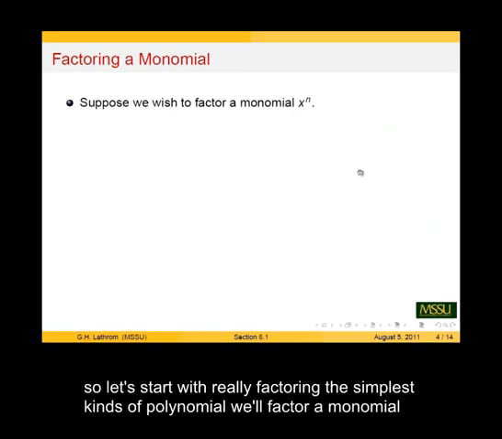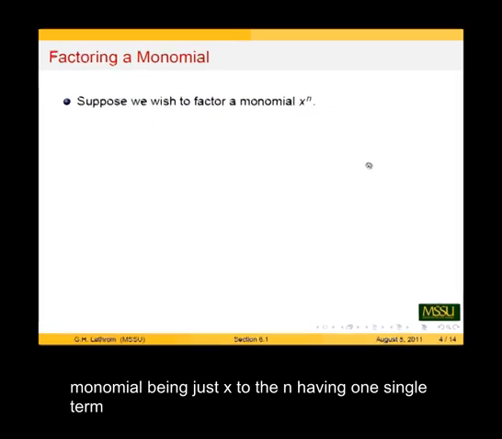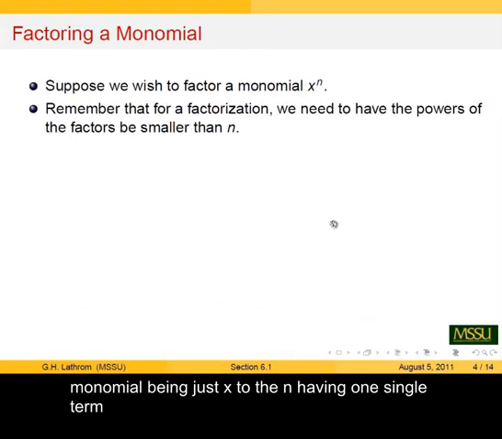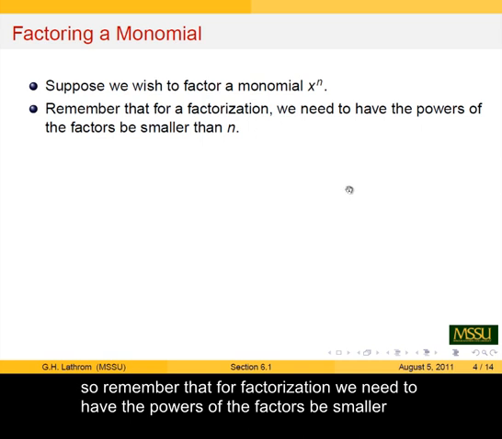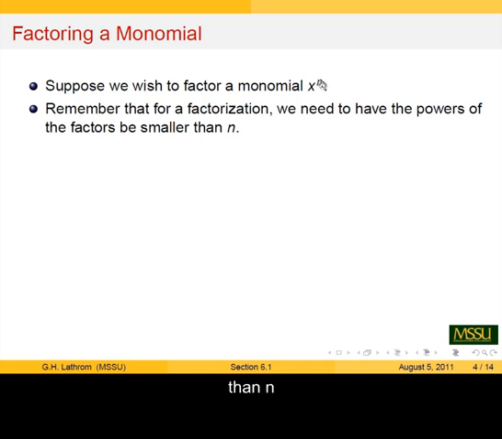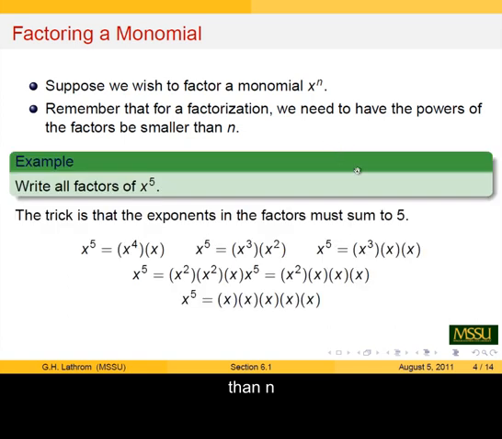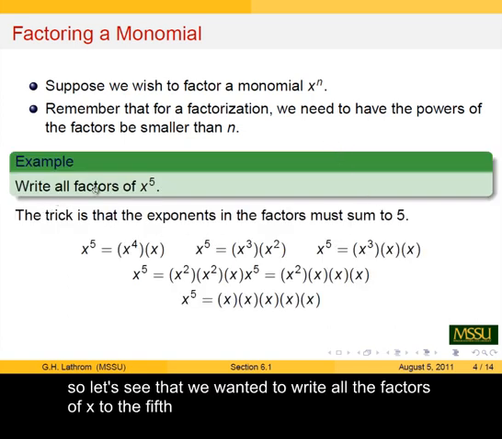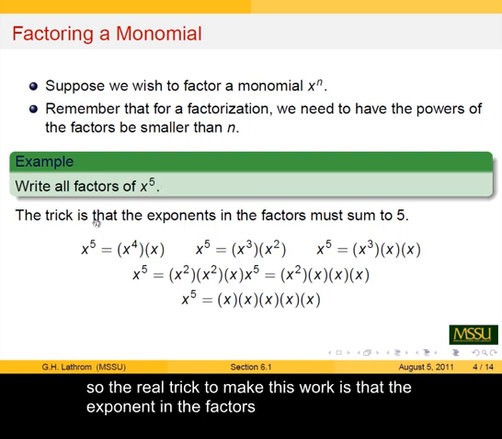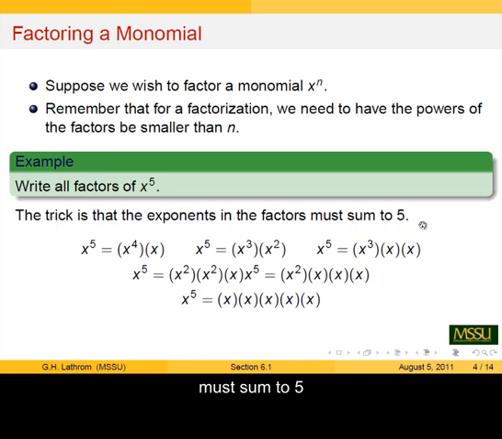So let's start with factoring the simplest kinds of polynomials. We'll factor a monomial, x to the n, having one single term. Remember that for a factorization, we need to have the powers of the factors be smaller than n. So let's say that we wanted to write all of the factors of x to the 5th. The real trick to make this work is that the exponents in the factors must sum to 5.